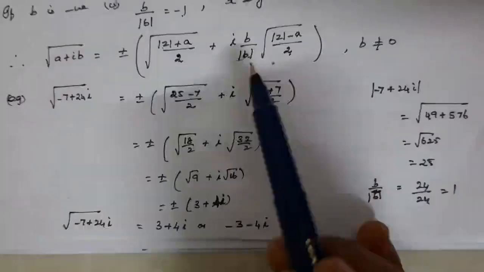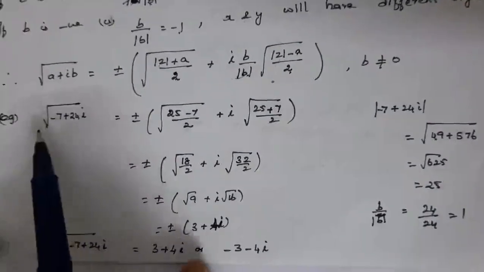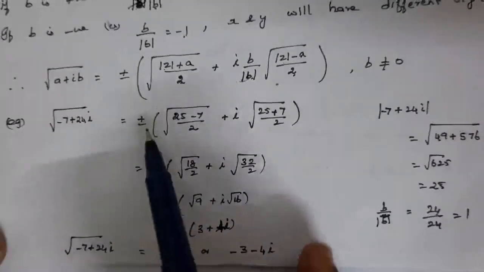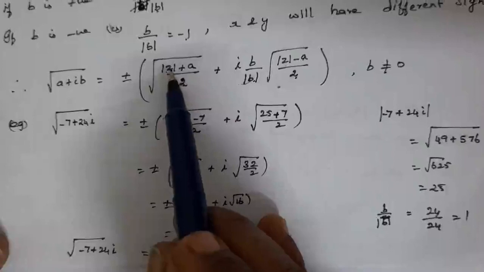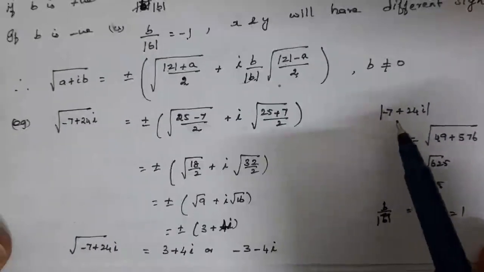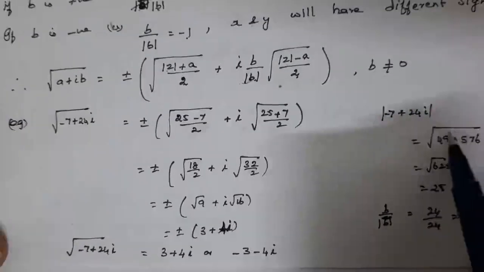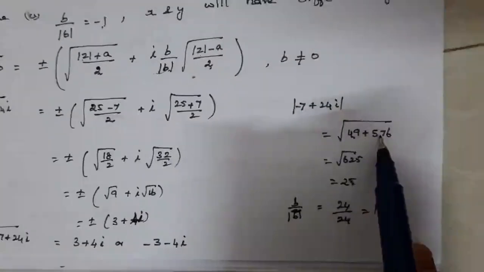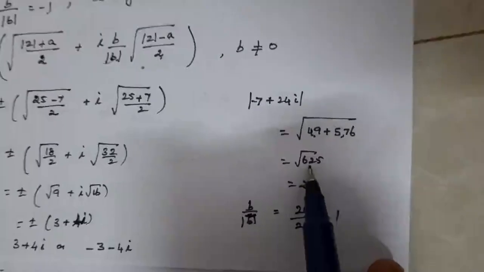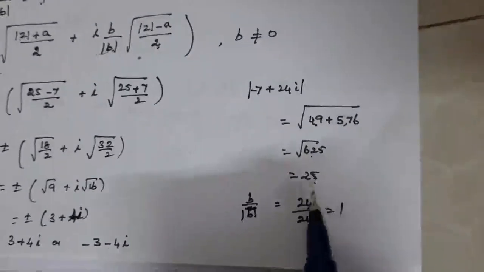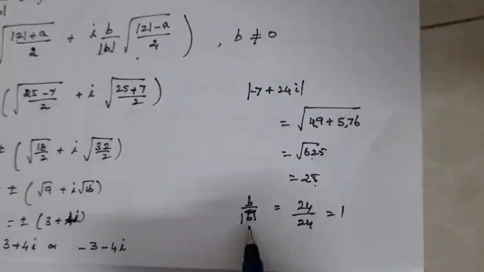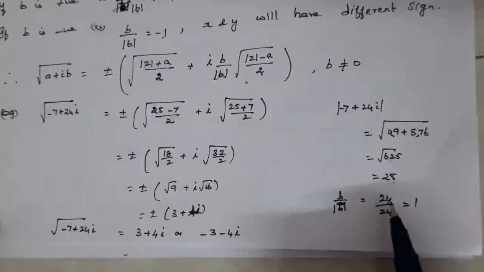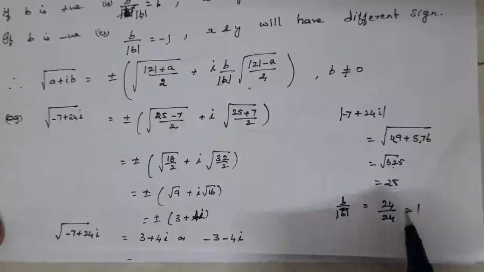To make this clear, I have given an example. Square root of minus 7 plus 24i. According to the formula, first let us see what is modulus of z. Modulus of minus 7 plus 24i is equal to root of the whole square of minus 7, which is 49, and 24 squared is 576. On adding this, it will be 625, that is equal to 25. Now what is b by modulus of b? b is 24, so 24 by its modulus is also 24. 24 by 24 is 1, that is b is positive.